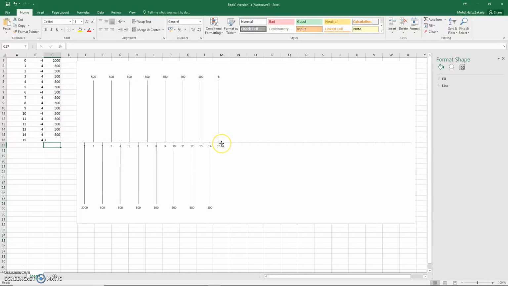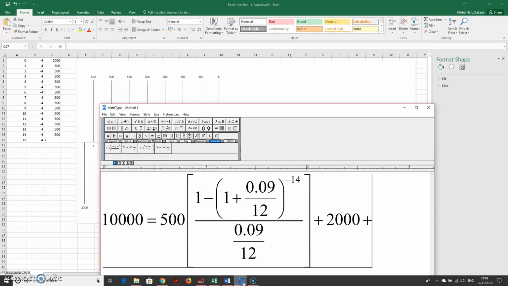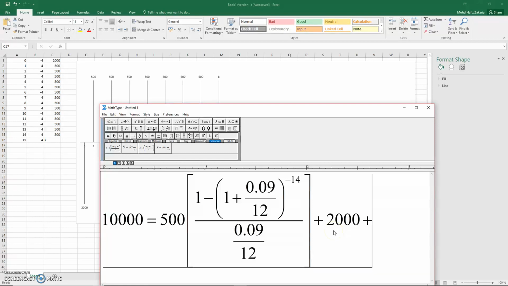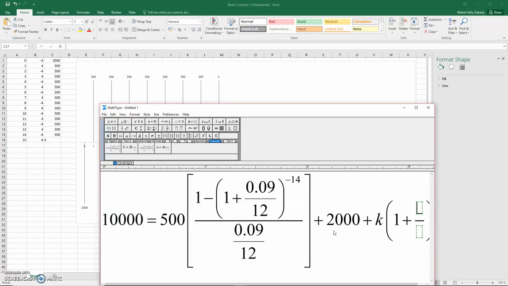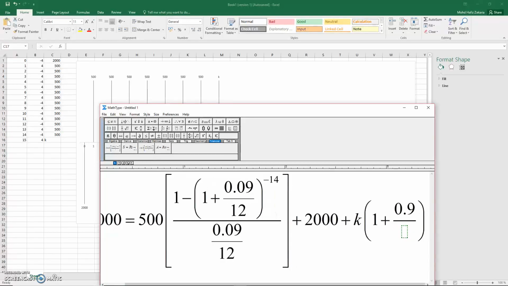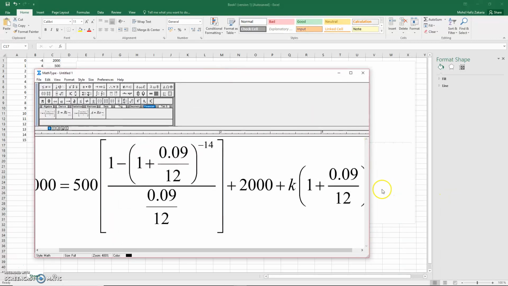To find the value of K, we want to find the present value at this point. So basically we want to find the discounted value of the 15th payment at our present point. To find it, we need a present value formula, but not the annuity. What's left is the compounding formula. So instead of the annuity, we use the present value formula for compound interest: K times (1 + i), which is the same as in the annuity, 0.09 over 12.